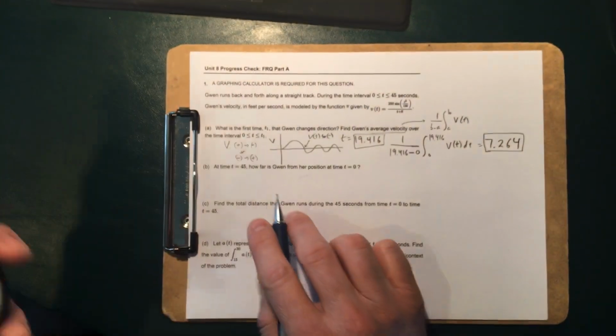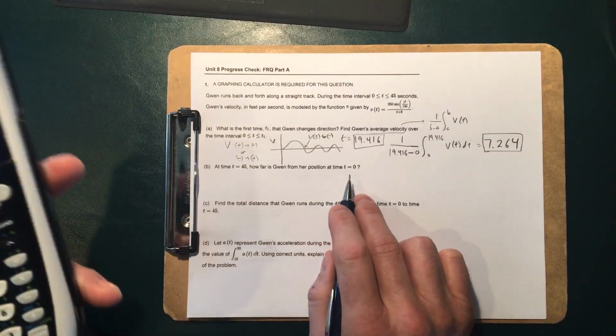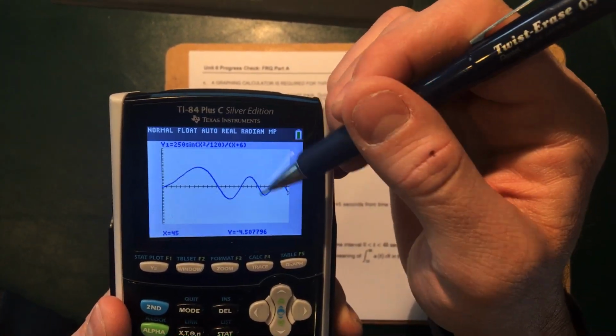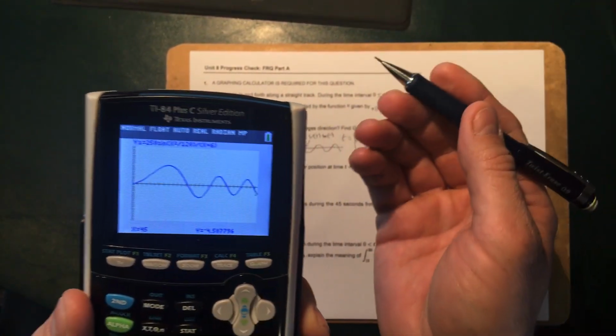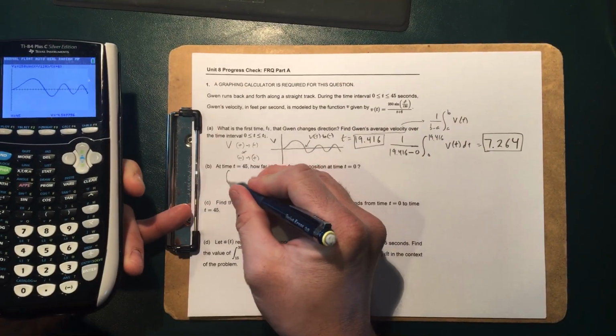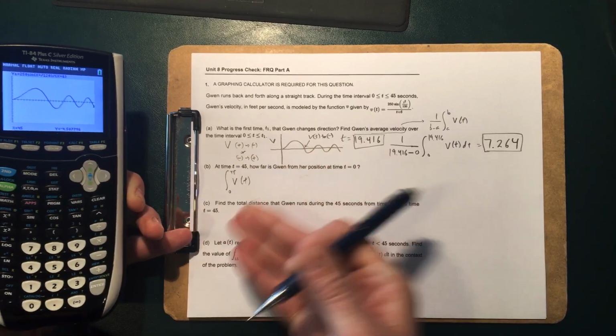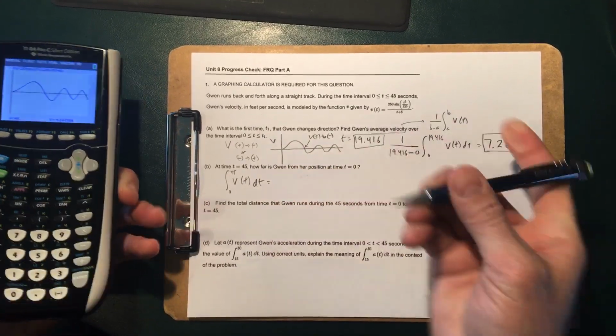But it wants to know how far she is from her position at 0. We need to do a cumulative effect of adding and subtracting and adding and subtracting. Well, what does that better than an integral? So the integral of velocity from 0 to 45 will do all of that for us. That's all we've got to do.